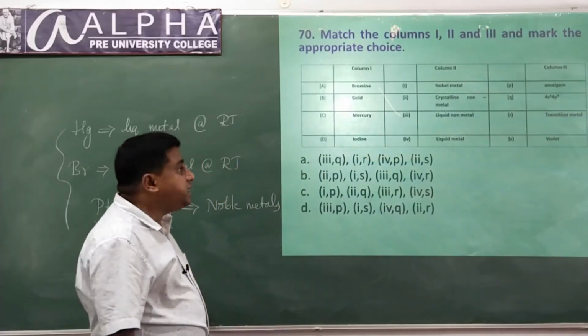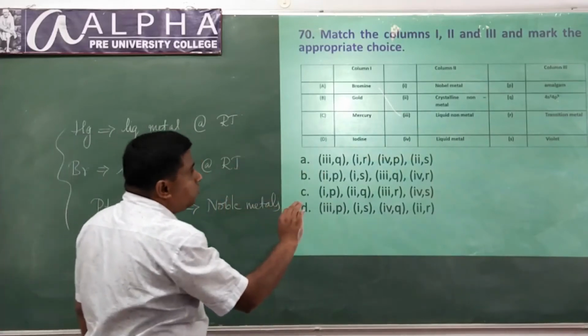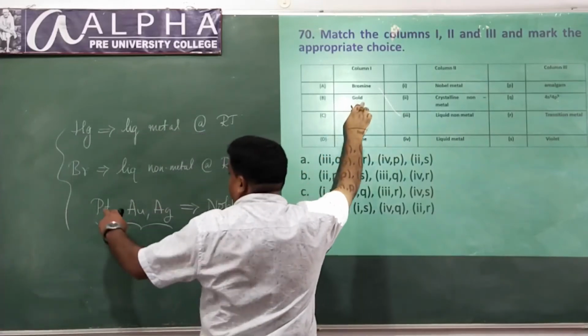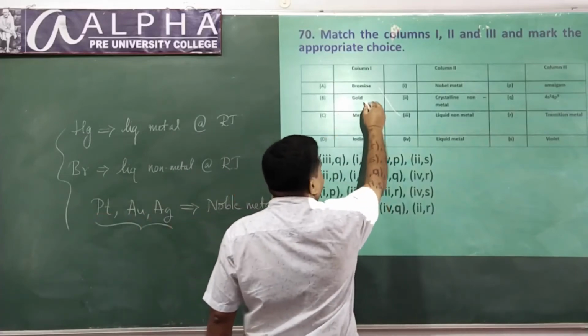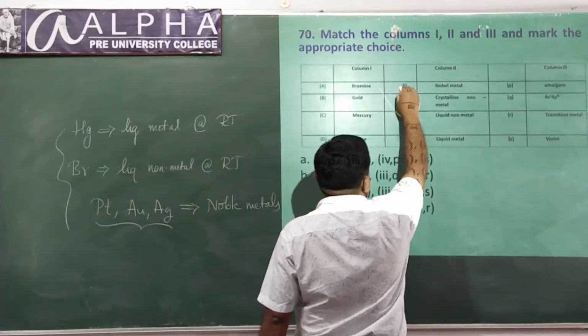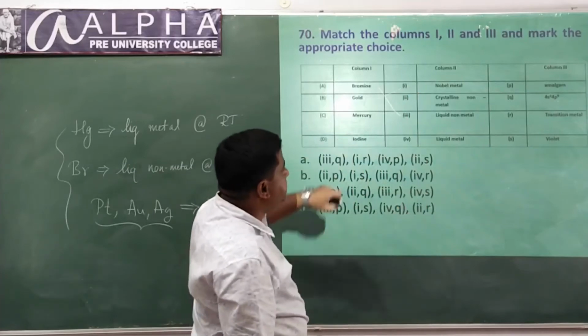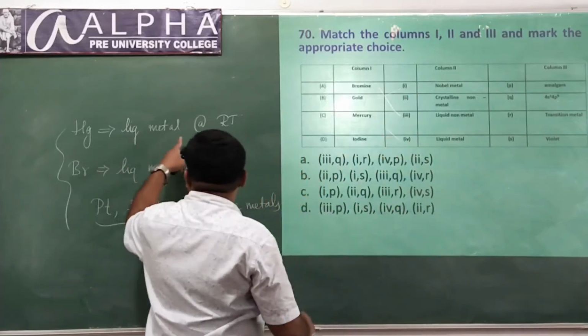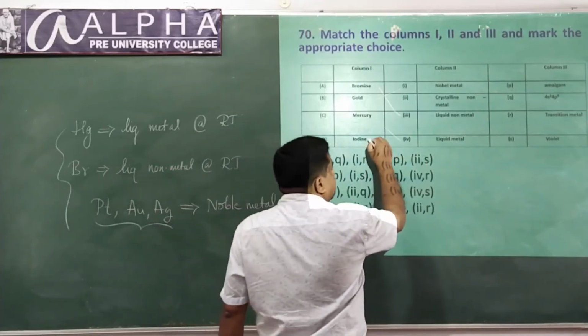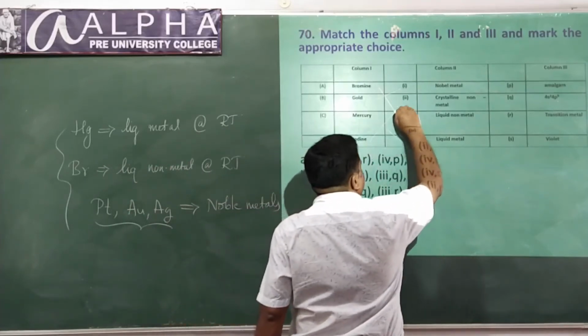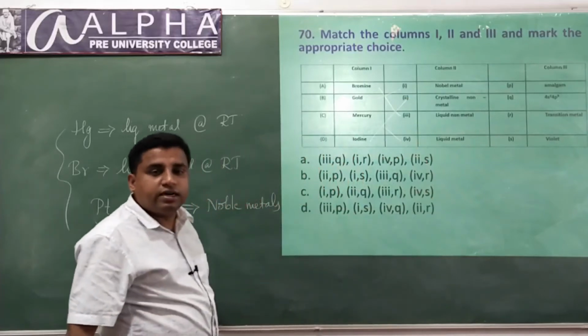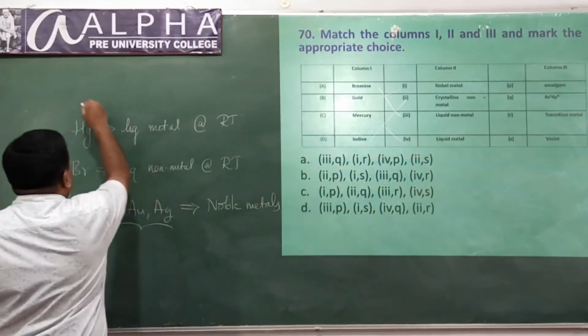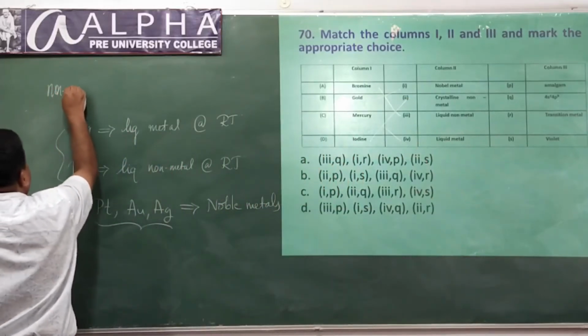We know the color of bromine, I'll tell you, wait. Gold. What is gold? Gold is a noble metal. Therefore, B is matched to 1. Mercury is a liquid metal, I have told you. And iodine, the only option we are left with, is a crystalline non-metal.